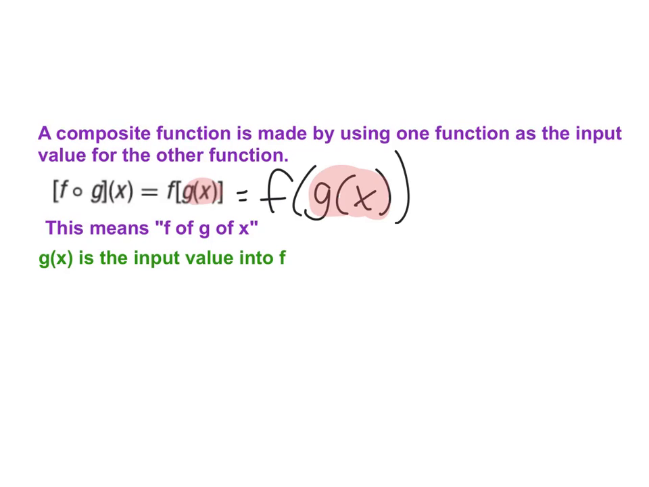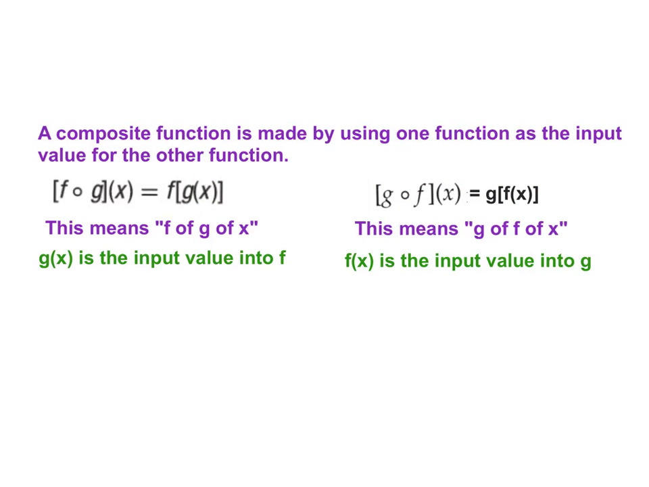Now, we can also look at it the other way. We can insert f into g. And when that happens, the order of all of this will change. Okay? So here's what that would look like. The exact same thing with the order flipped. F is now the input value into g. This is all just the reverse order of this, where f is now the input value. Over here, g was the input value.